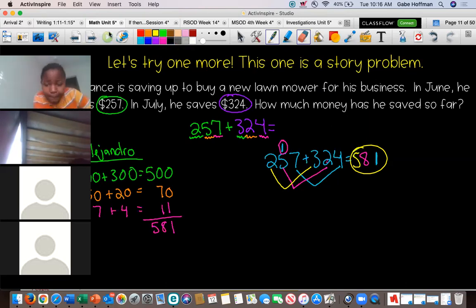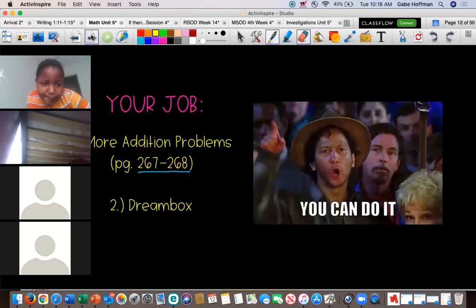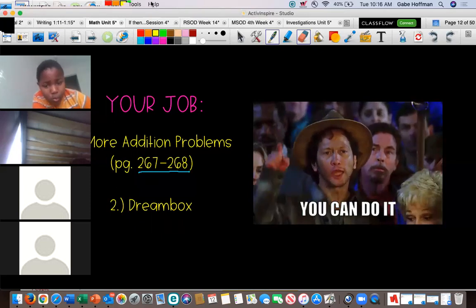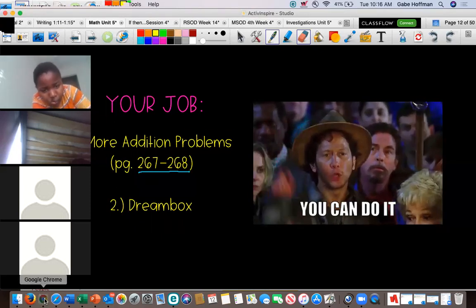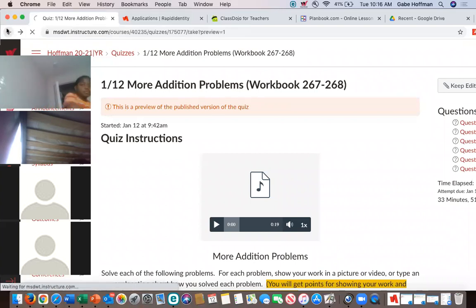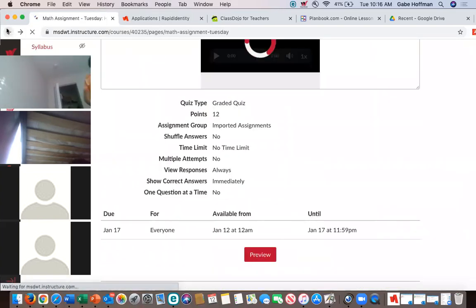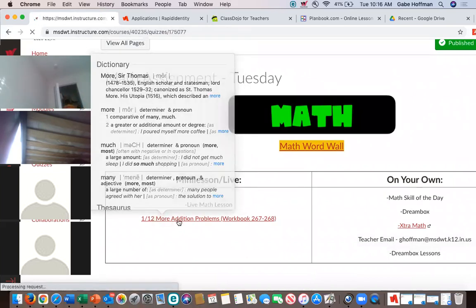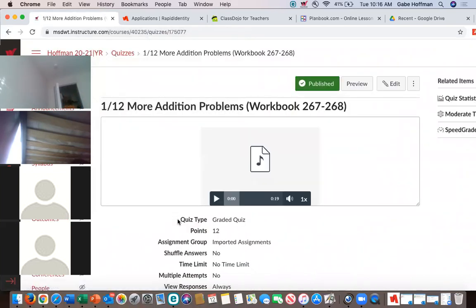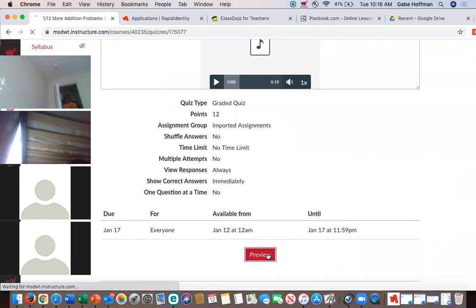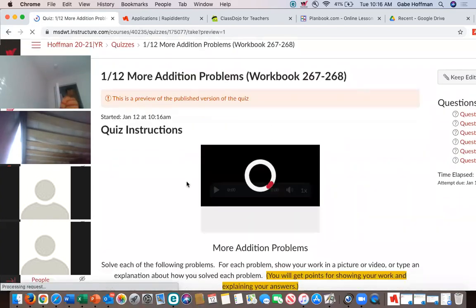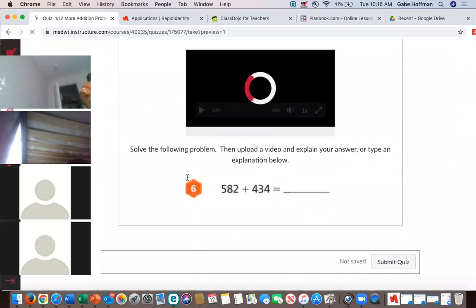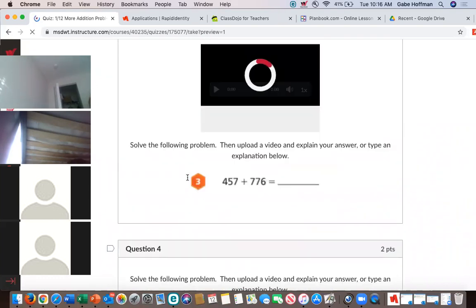So your guys' job today is going to be to solve more addition problems on 267 and 268 in your workbooks, okay? I'm going to show you really quickly. If you go to Canvas, it shows up. If you click on Tuesday and you click on math, you'll find it right here, more addition problems, okay? It shows up as a quiz, all right? I'm going to show you the preview. So it has the problems from your workbook right here. I think there are 6 of them. So there's 6 addition problems.